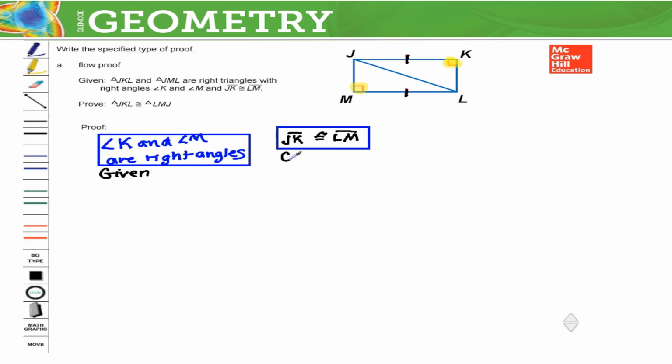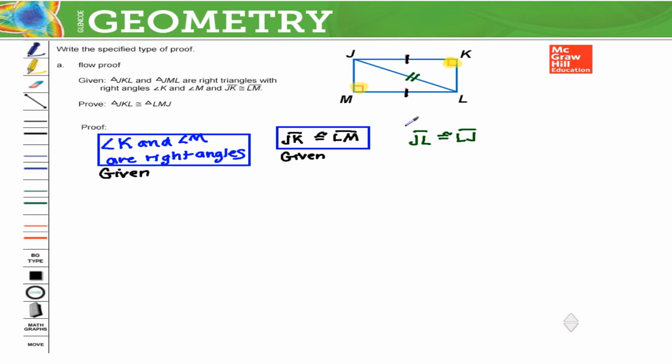Same with the next statement. JK is congruent to LM was also given in our proof. From here, it's time to look at the diagram a little bit further. You'll see that side JL is the hypotenuse of both right triangles. JL will be congruent to segment LJ.